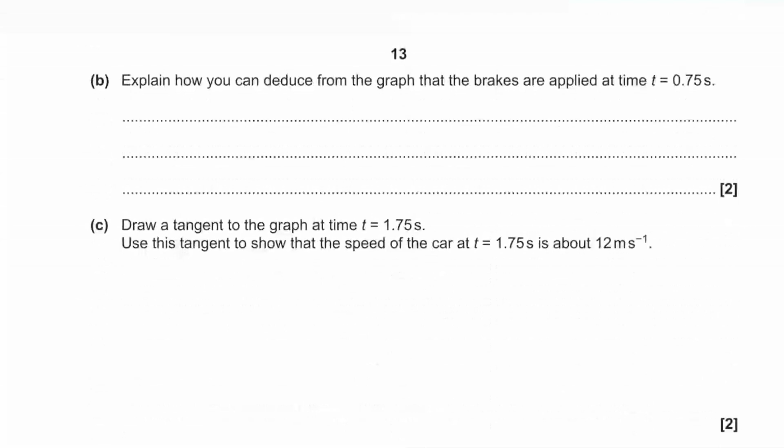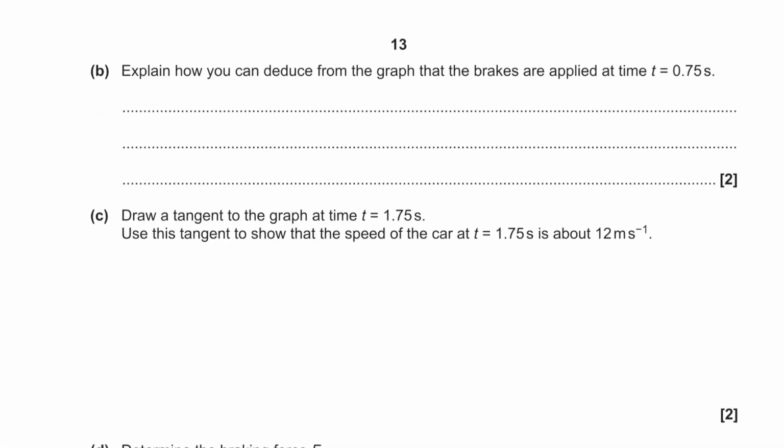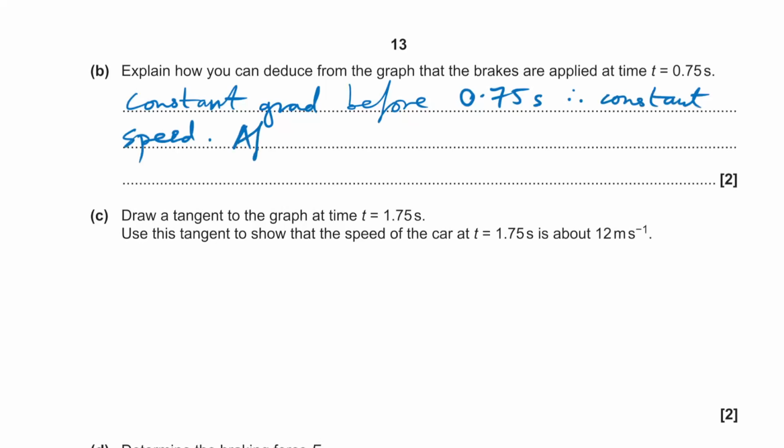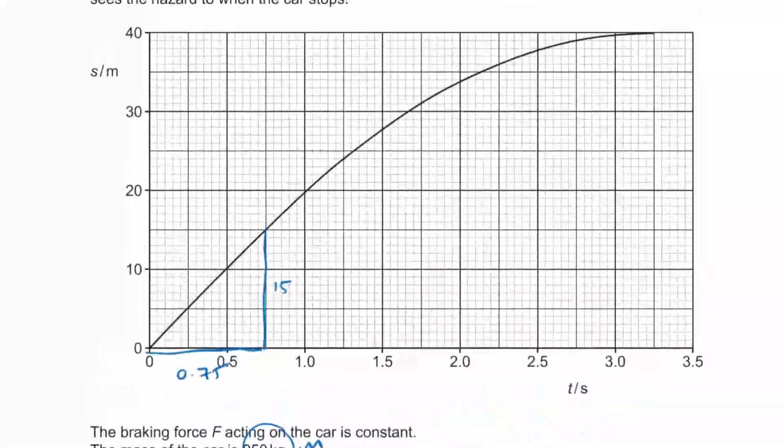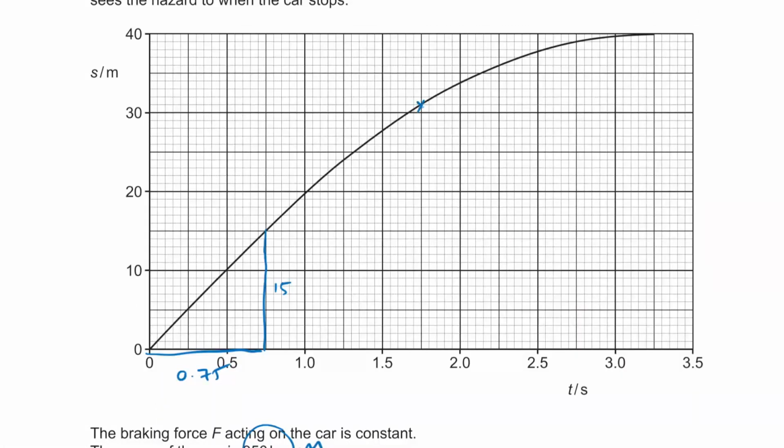Fine, easy so far. Explain how you can deduce from the graph that the brakes are applied at time that. Again, like we said, constant gradient for 0.75 seconds, therefore constant speed. After, gradient decreases, therefore car is decelerating. Oh, what a nice question so far. Draw a tangent to the graph where time is that. Okay, so 1.75, right at that point there.